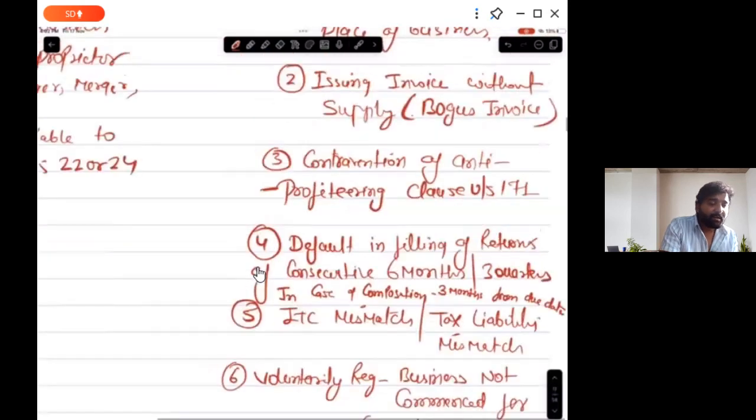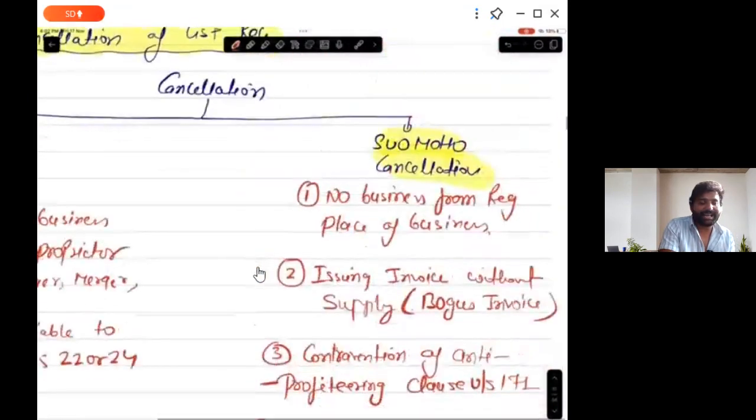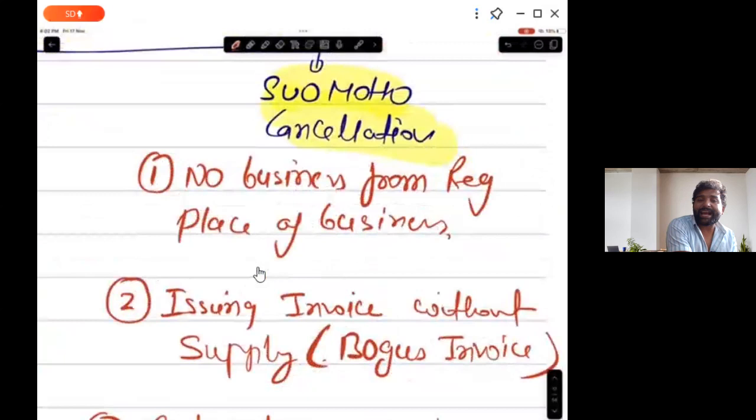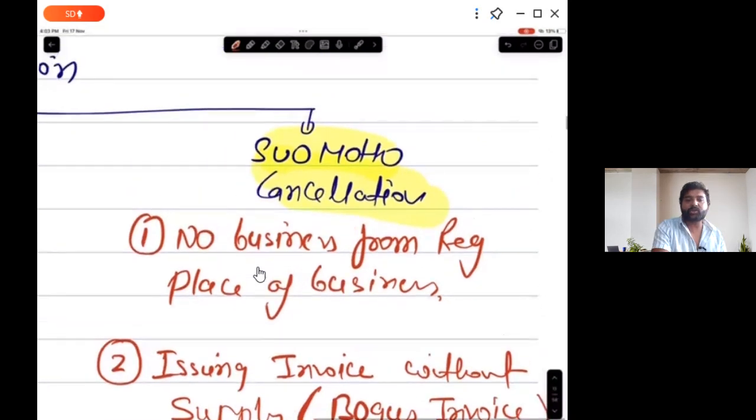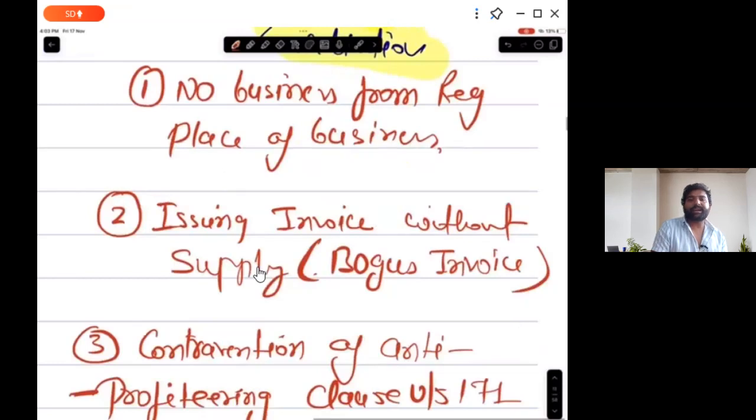Again, I am repeating it because they can ask you this question in the exam: what are the reasons for suo motu cancellation under Section 29 of the CGST Act? The first is when I'm not doing the business from the registered place of business. Second is when I am issuing invoices without any supply of goods. Third is contravention of any anti-profiteering clause.